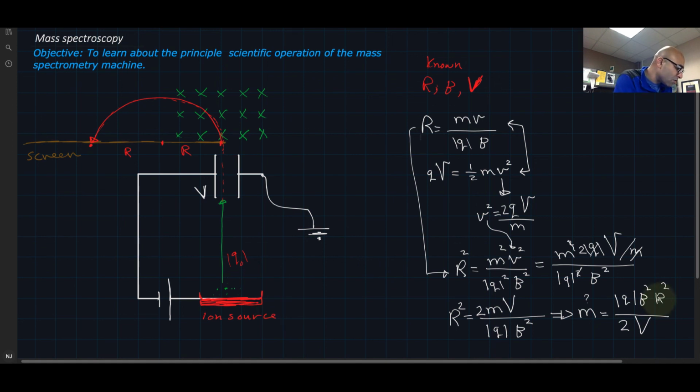And the radius is known because the spectrometer gives it to us. The voltage is known because we make it. The magnetic field is known because we tune it, and so forth. So this is a good equation for mass spectrometry. It's a very good equation to remember and to know. And then we can have some examples now.